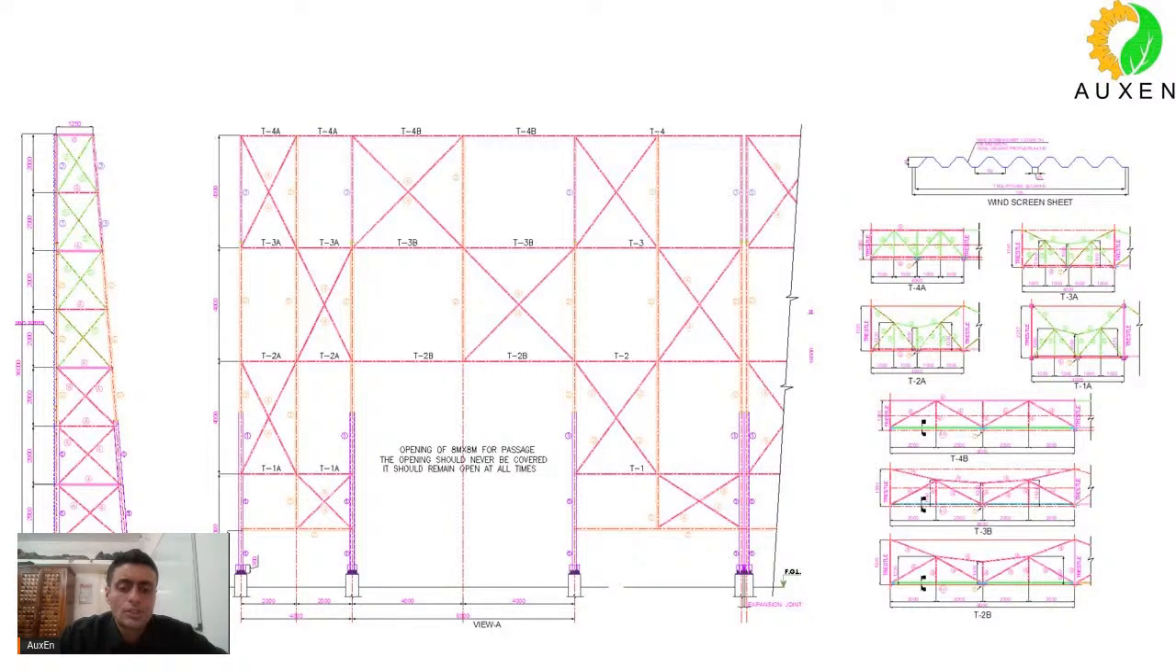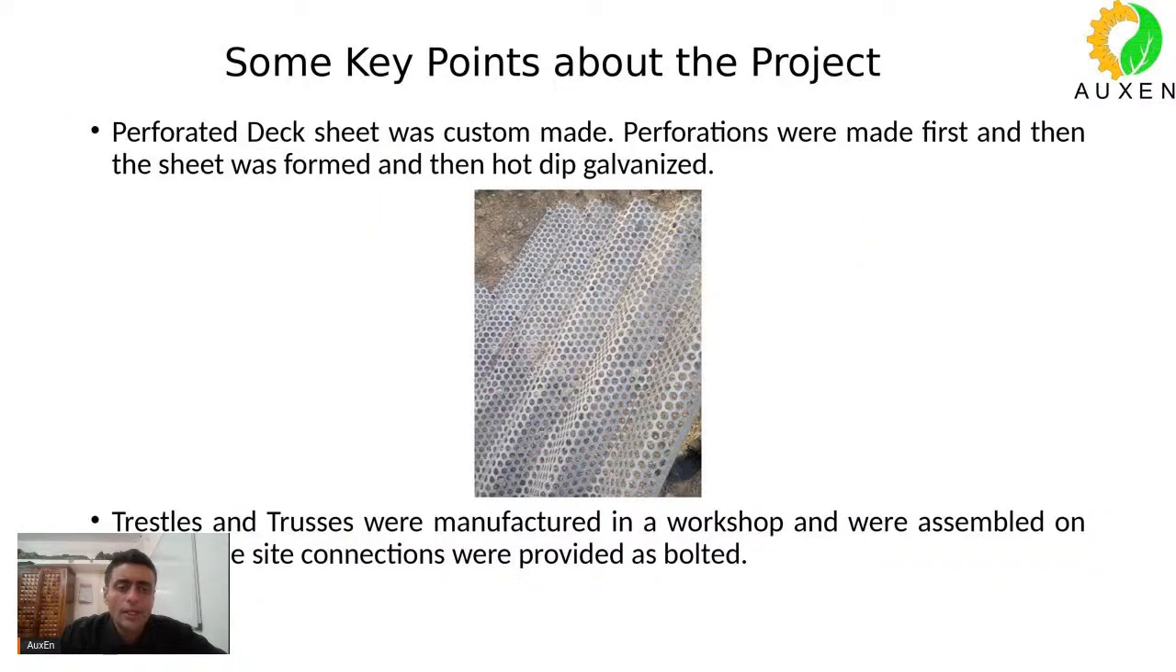These are the finished drawings. You can see some openings also because there were certain more complications involved. We had to provide some entry and exit points for trucks and vehicles and all those things. So there were some openings. Otherwise, it was completely covered with perforated deck sheet. So the key points, you can now see a perforated deck sheet. It was custom made.